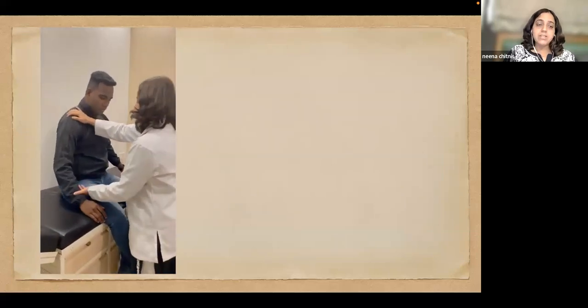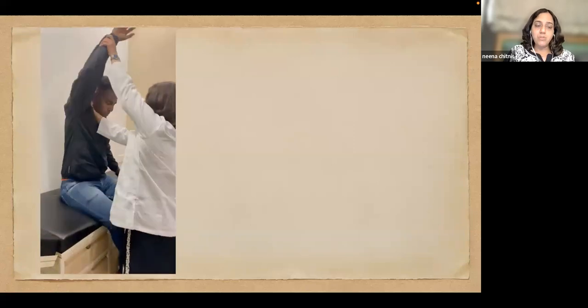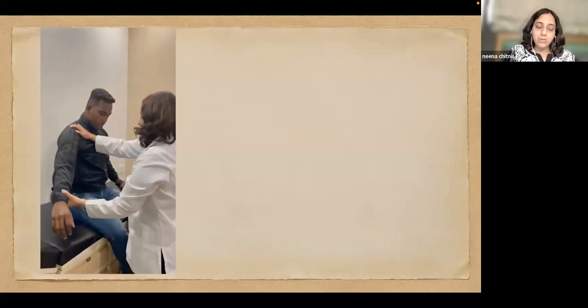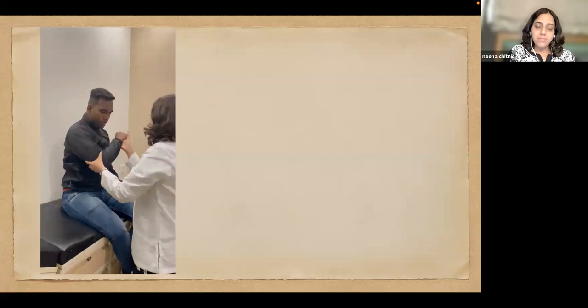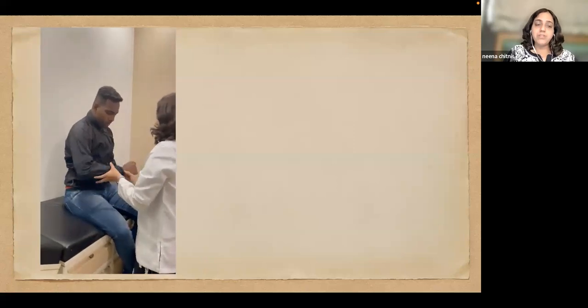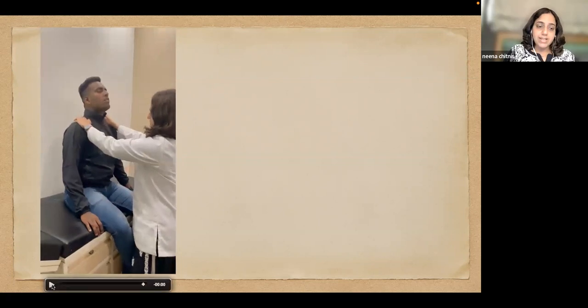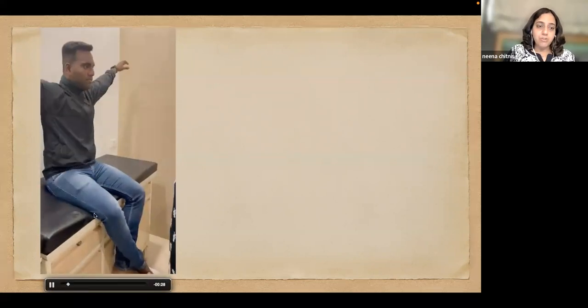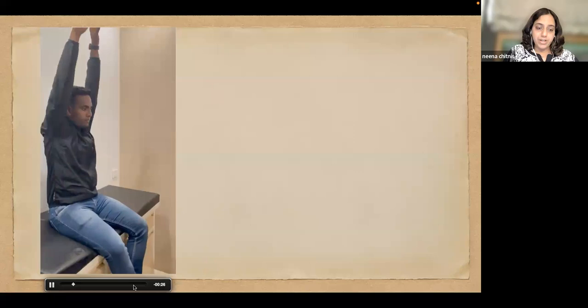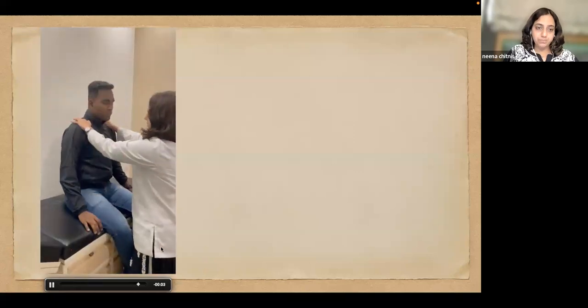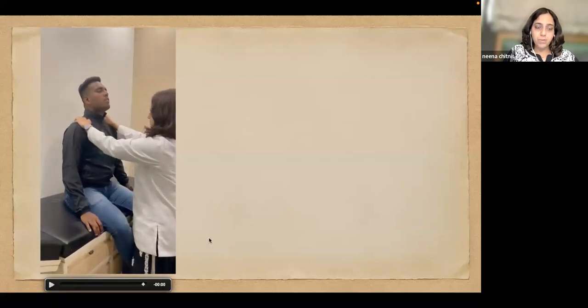After that, same movements you will do passively, again to see for any painful arc, any restriction of movements of external rotation, abduction, internal rotation. At the same time, you will also see for the tender points of fibromyalgia. After this, you will also examine the neck, see for the neck movements, the lateral flexion, extension.